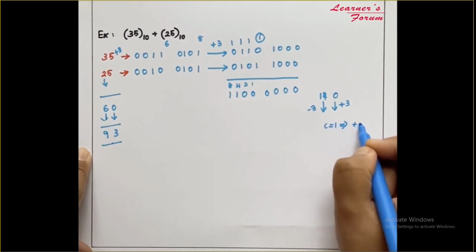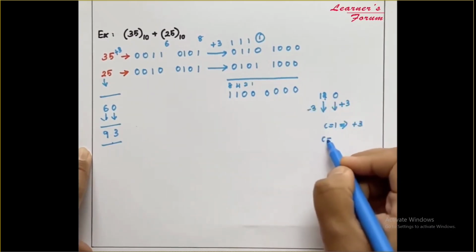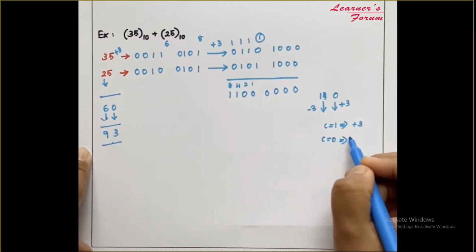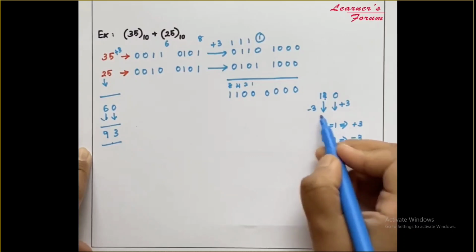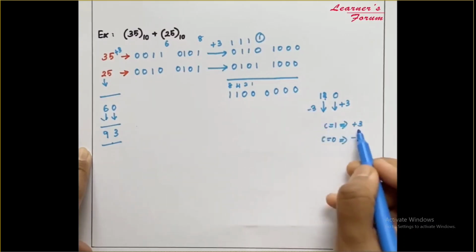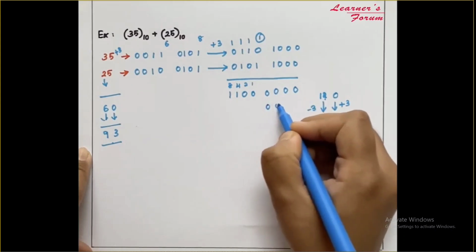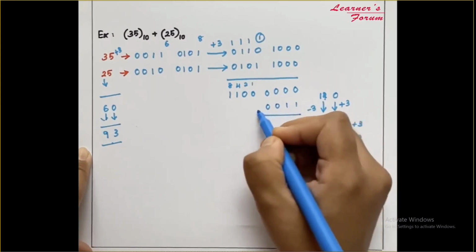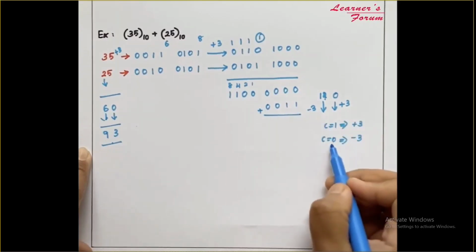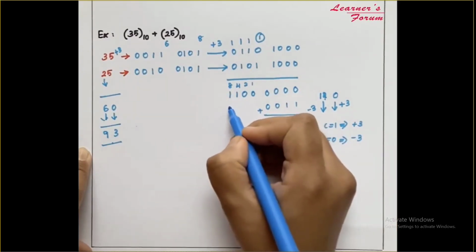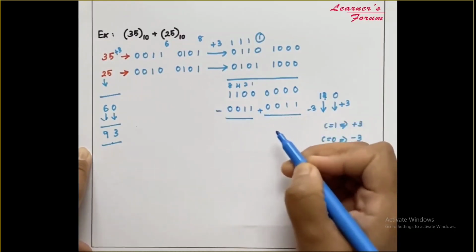So when carry is equal to 1, we have to add 3, and whenever carry is equal to 0, we have to subtract the value of 3. So this is the condition. Here we have got the carry as 1, which means we have to add 3. The value of 3 under 8421 is 0011. Next here we have got the carry as 0, which means we have to subtract the value of 3. So for 0011, we perform subtraction over here.